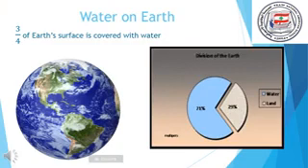Water on Earth. Think about a globe. When you look at a globe, you see much more blue water than green land. So if you look at the picture, the blue color is much more than the green color. That is because almost 3/4 of Earth's surface is covered with water.